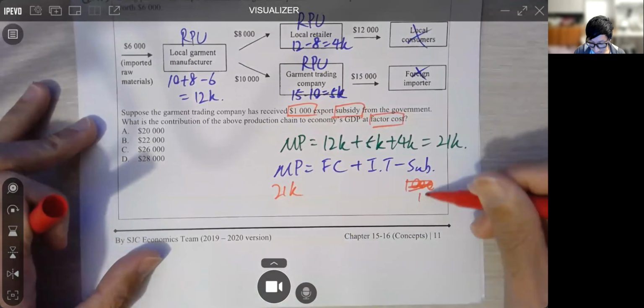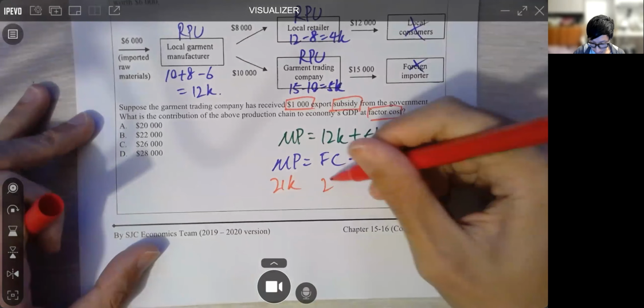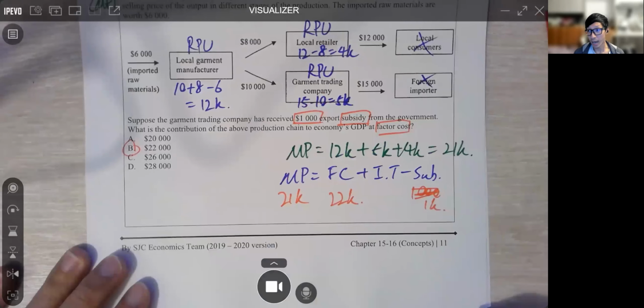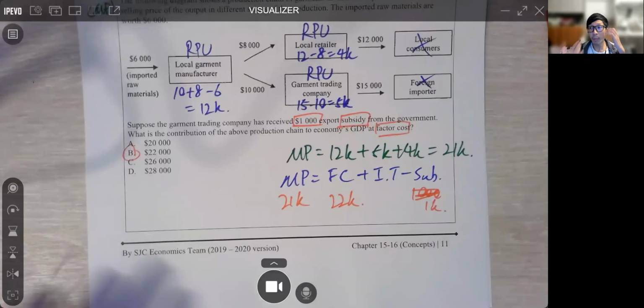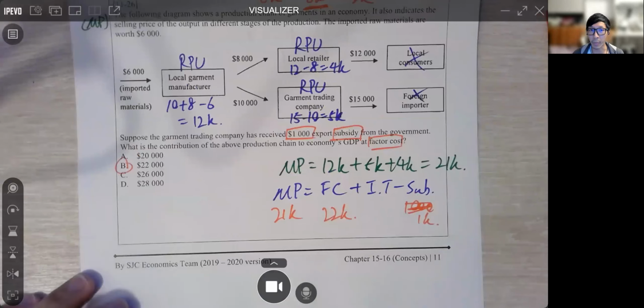Okay, this is 1K. Therefore, we know that factor cost should be 22K. Okay, B is the answer that we want. Okay, 係咁做嘅啫，唔好諗太複雜。Okay, you see, right? One by one is quite easy, but when things add up together, it can be quite complicated.